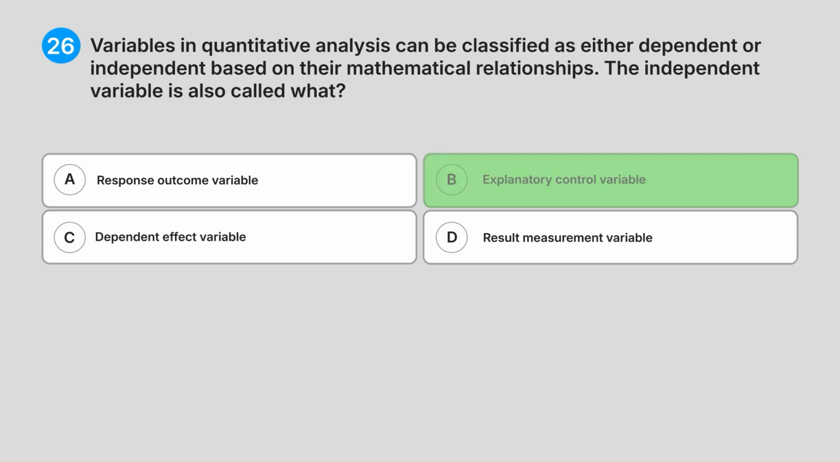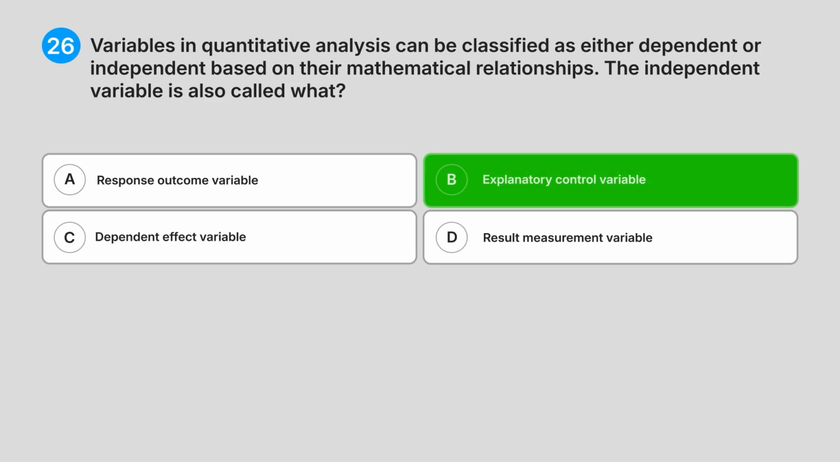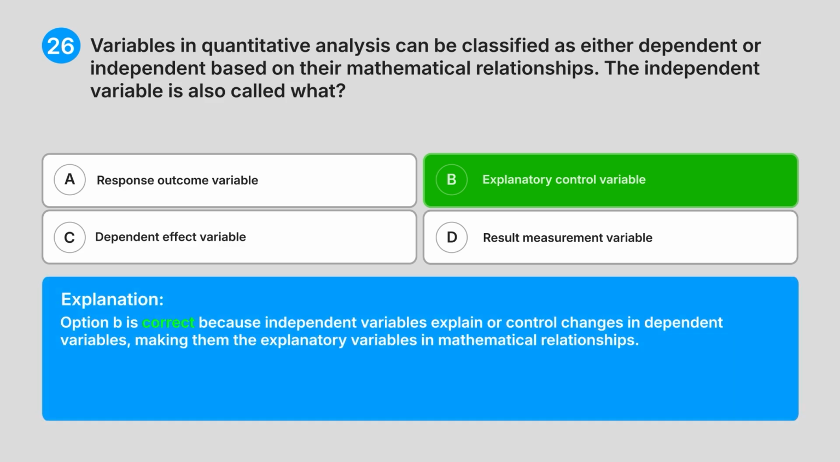Correct answer, B. Explanatory control variable. Explanation: option B is correct because independent variables explain or control changes in dependent variables, making them the explanatory variables in mathematical relationships.